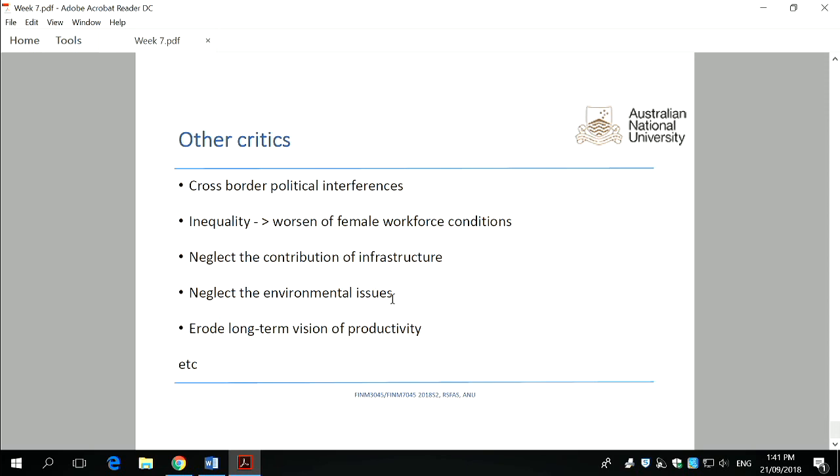The neglect of environmental issues, that's something that's been hot for some time, is China's particular pollution issue, right? And the long-term vision of productivity. This is, again, in China, and this is actually because the development is so much for China, is the innovation.